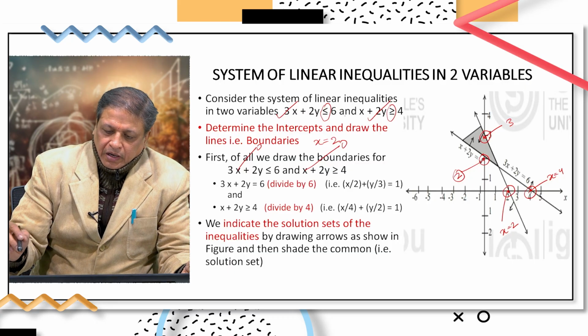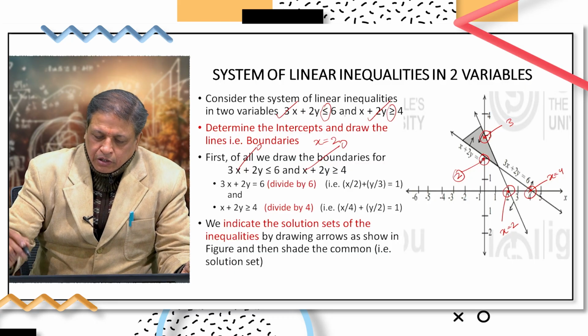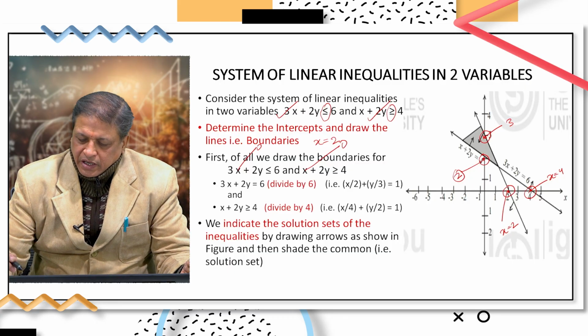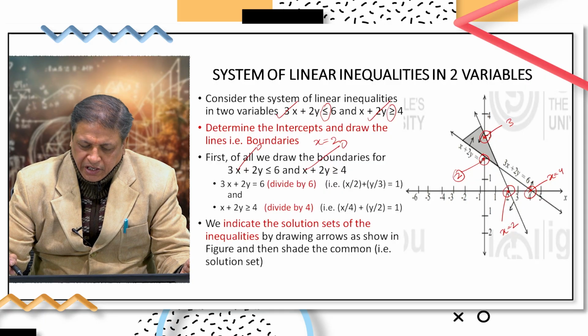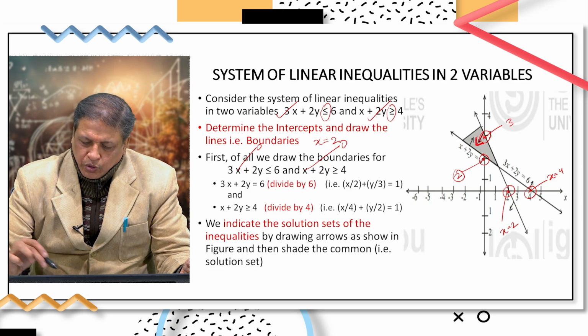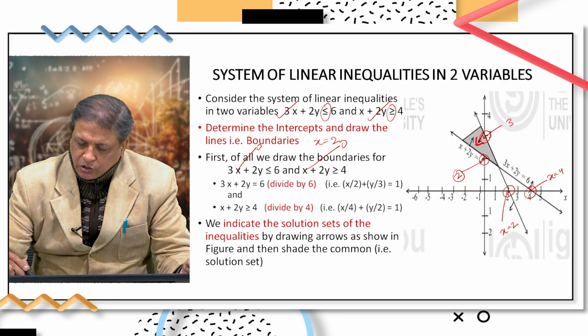Now, because one line has the inequality less than or equal to, that is 3x plus 2y less than or equal to 6, the solution will be lying on the left hand side, and for x plus 2y greater than or equal to 4, the solution set will be lying on the right hand side. So the intersection of the two is represented by this region. So this region represents the solution.